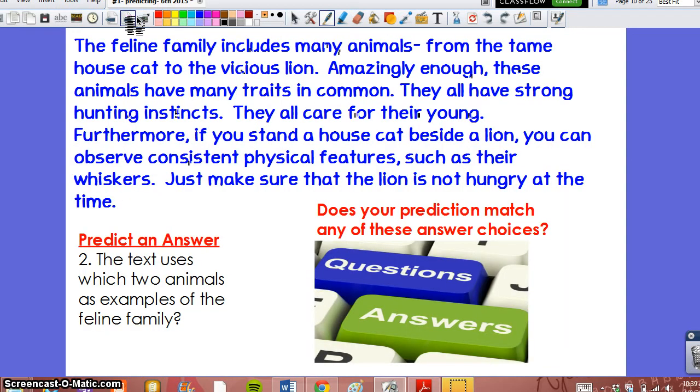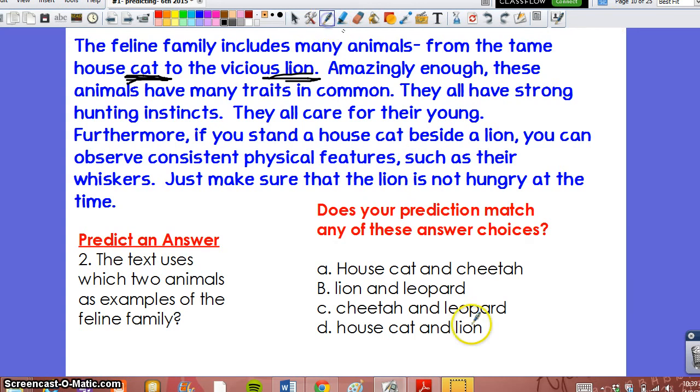All right, same passage, question number 2. The text uses which two animals as examples of the feline family? If I, again, cover up my answer choices and go back into the passage, I can see that they are using the lion and they're using the house cat. Do I see any other animals being mentioned in the passage? No. So all I have to do is uncover my choices and find the one that has my predicted answer choice. House cat and lion.